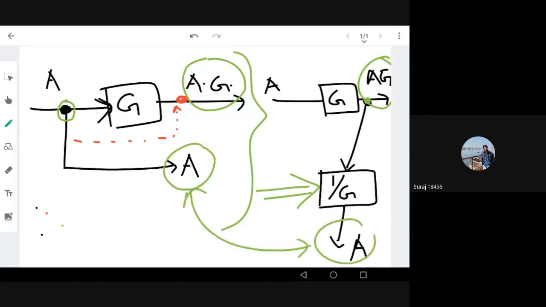Okay, so you can say this is moving a branch point ahead of the block and behind a block. So what is the importance? When you change the gain, the signals should remain the same. That is the only thing. So we have just moved the node point.